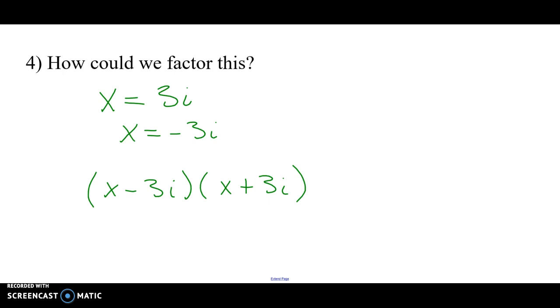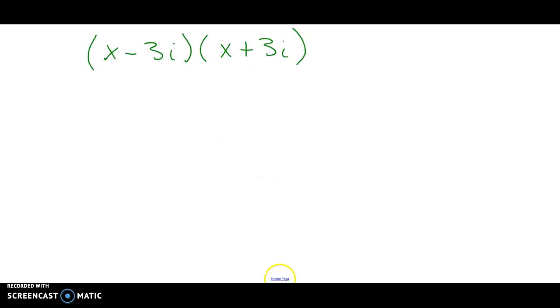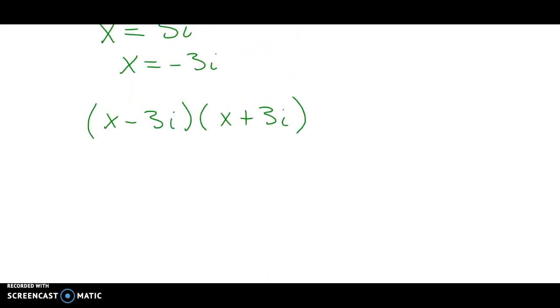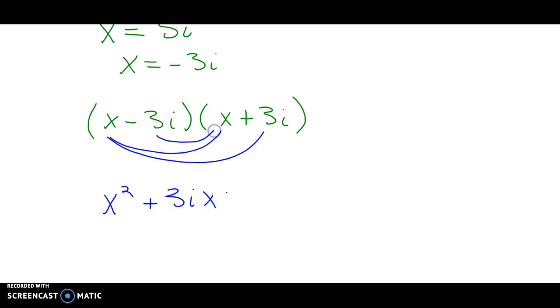Now, you can check your work by factoring, by FOILing. What's x times x? X squared. X squared plus 3ix minus 3ix. Okay, now this is good review.